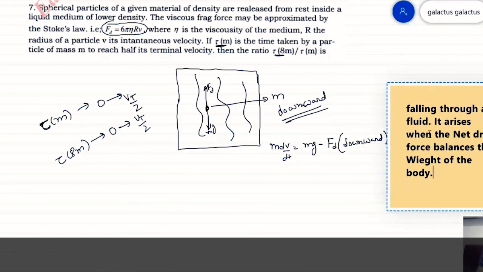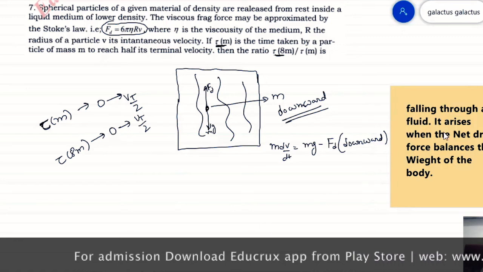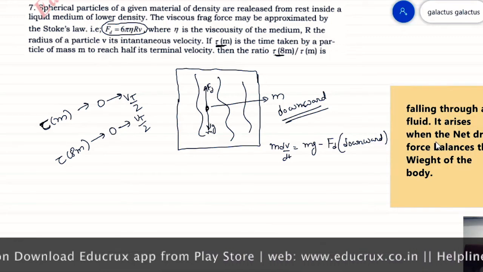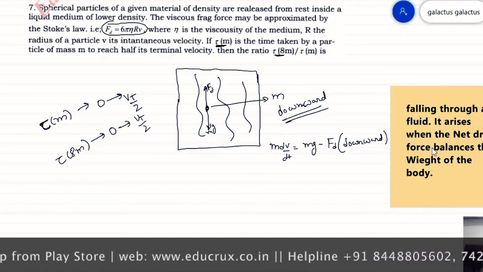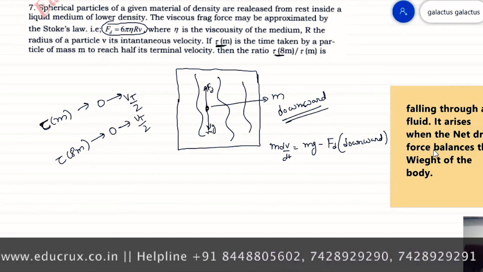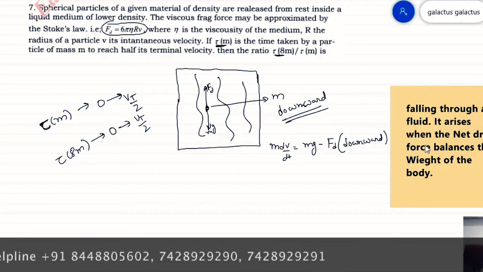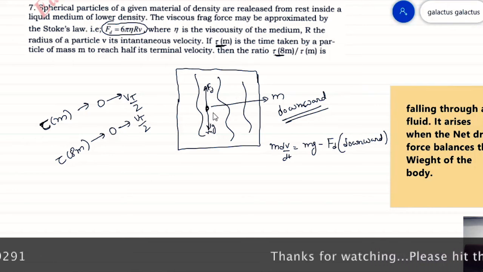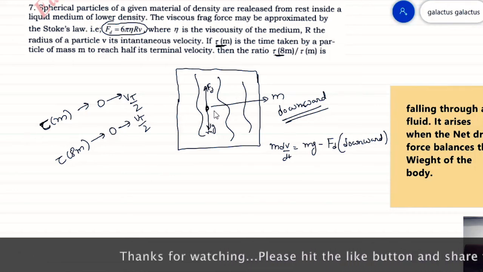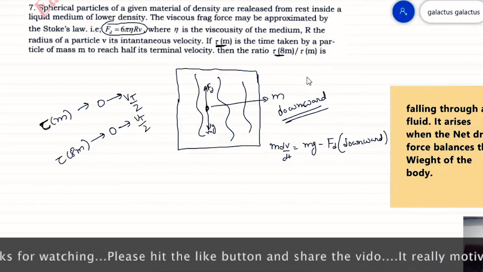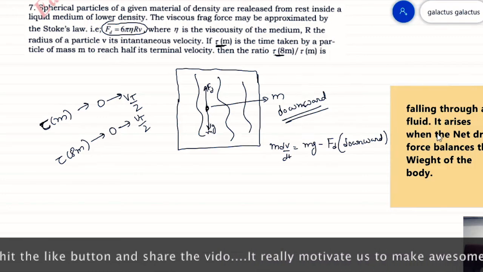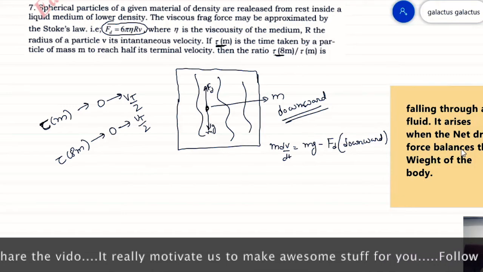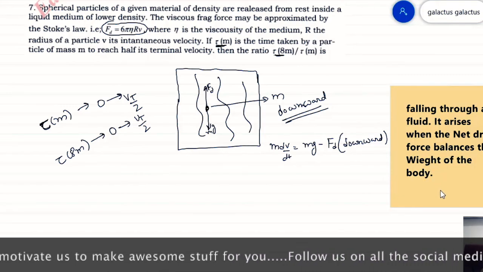So let us read further. It arises when the net drag force balances the weight of the body. So according to this condition, the terminal velocity is the maximum velocity that the particle can take, and it is a constant velocity, and if it is constant in time, then the kind of motion that a particle in a fluid goes through is uniform motion since its acceleration will be zero. So terminal velocity arises when the net drag force balances the weight of the body.